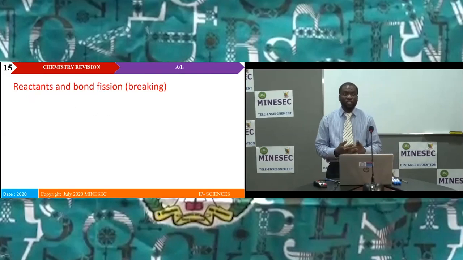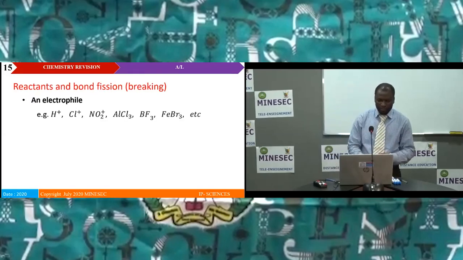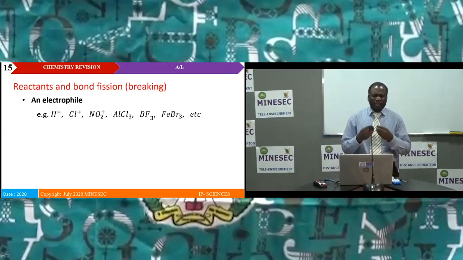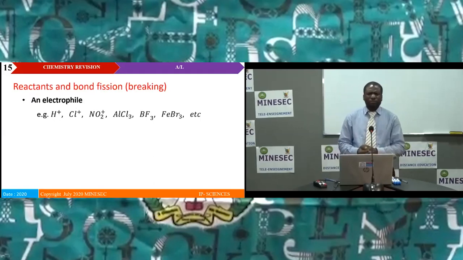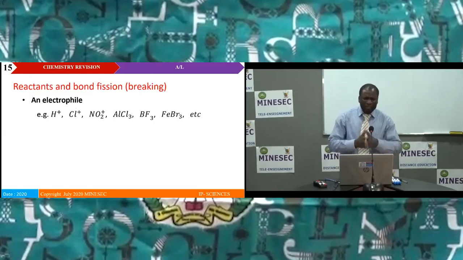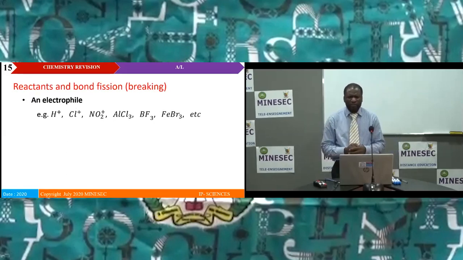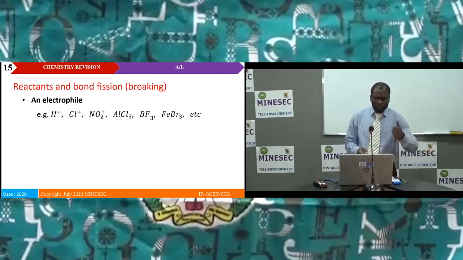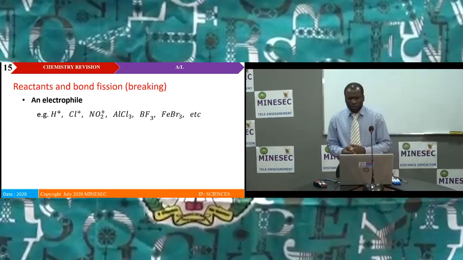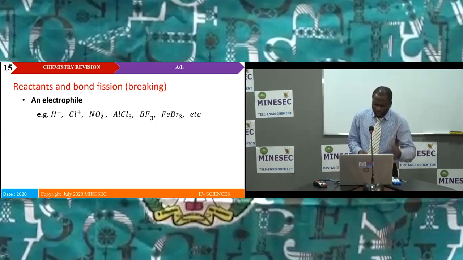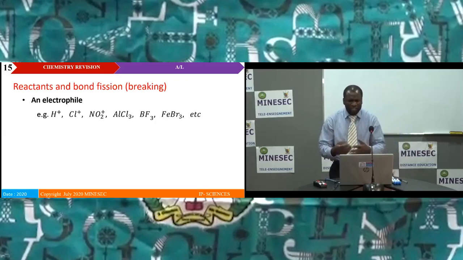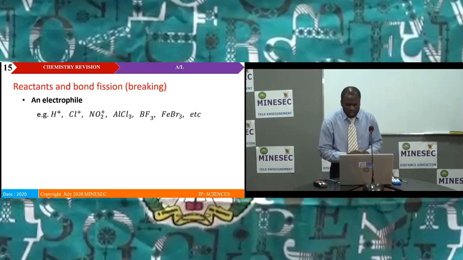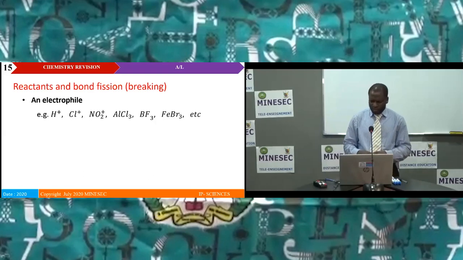Reactions and bond fission, so breaking of bonds before reactions take place. An electrophile. An electrophile is an electron deficient species which seeks an electron rich center during reactions. We have examples: hydrogen ion, the chlorine positively charged ion, NO2 plus, that's a nitro ion. You have other species which are not charged but are deficient in electrons. We have aluminium trichloride, boron trichloride, iron tribromide, and so on.